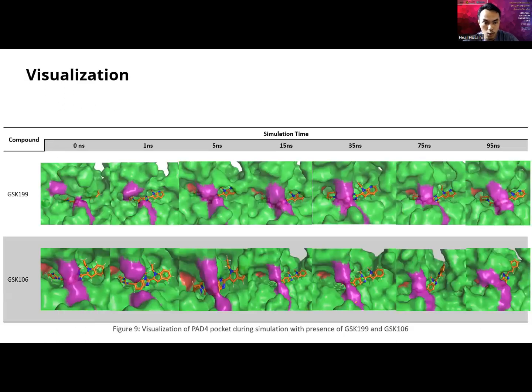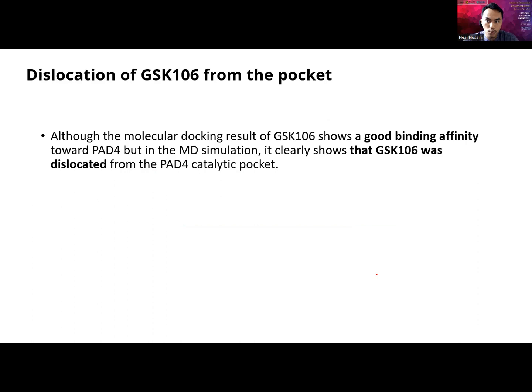For the visualization of PAD4 with GSK199, we can see that GSK199 stabilized at the pocket throughout the simulation, while GSK106 starts to dislocate at 50 nanoseconds and leaves the catalytic site, colored here, open. Due to that, we suspect the dislocation of GSK106 from the pocket. Although it has a good binding affinity, the MD simulation clearly showed that GSK106 was dislocated from the catalytic pocket.